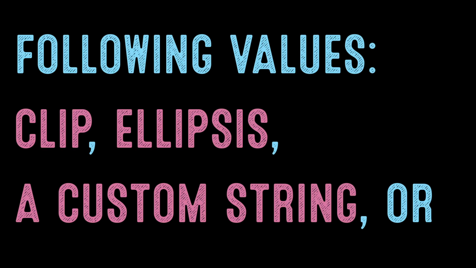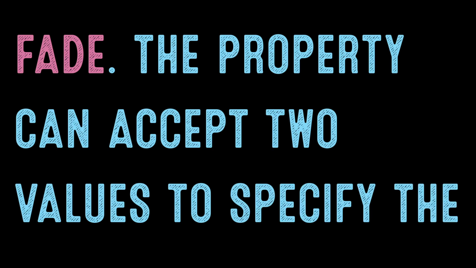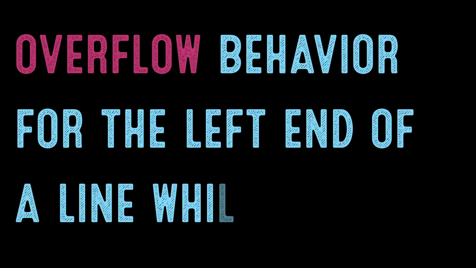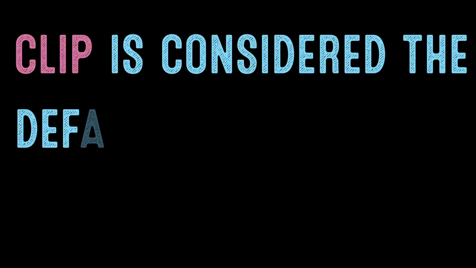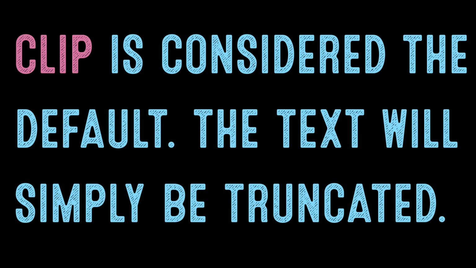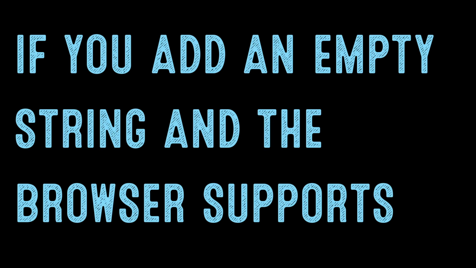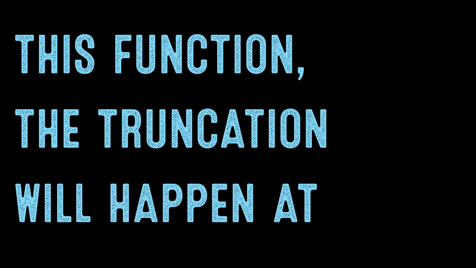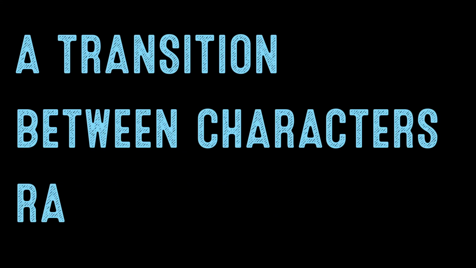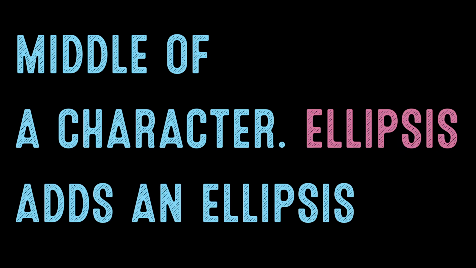Text-overflow accepts the following values: clip, ellipsis, a custom string, or fade. The property can accept two values to specify the overflow behavior for the left end of a line, while the second value affects the right end of a line. Clip is considered the default. The text will simply be truncated. If you add an empty string, and the browser supports this function, the truncation will happen at a transition between characters rather than in the middle of a character.